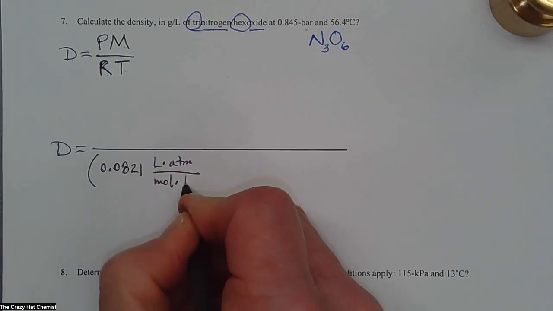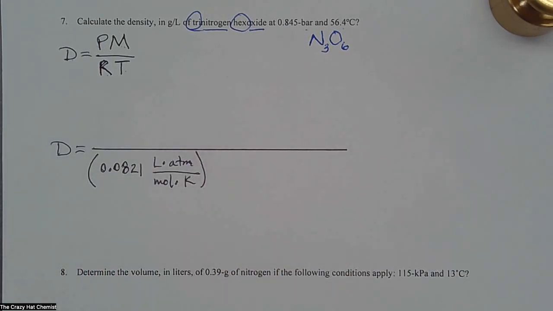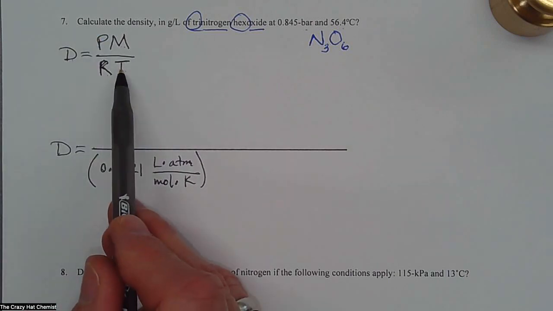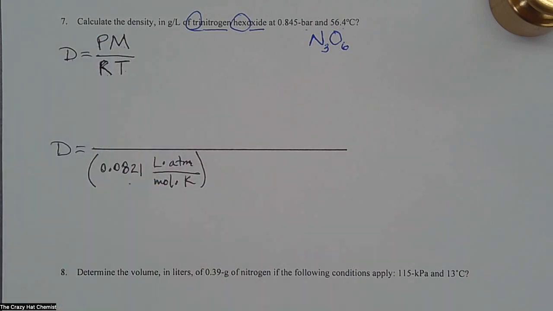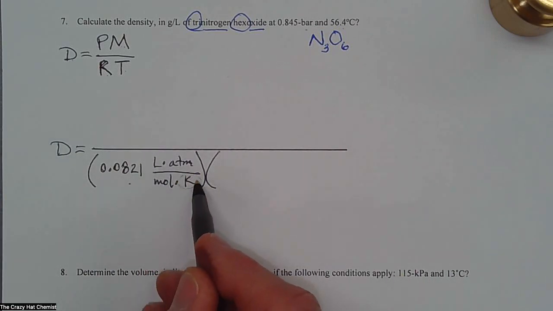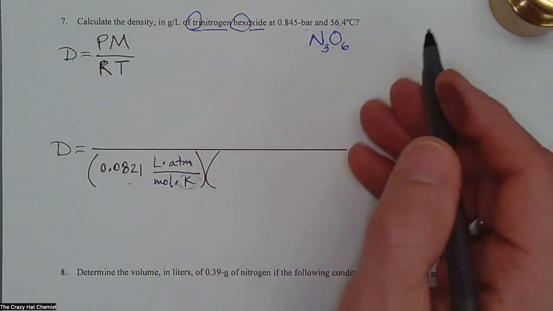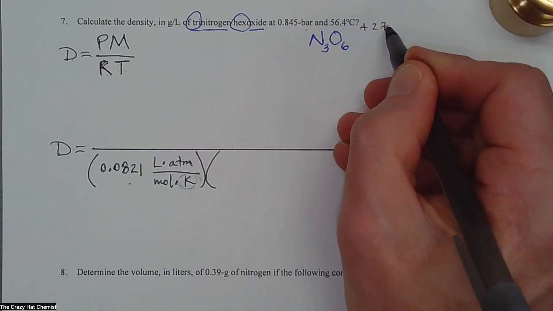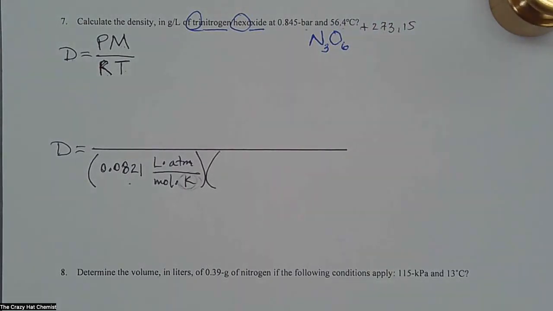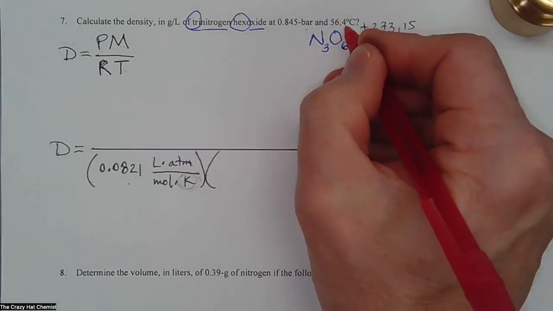moles, Kelvin. Okay, so the reason that I plug in the gas constant first is that it tells me what the units are for the pressure, the temperature, and for the molar mass. Okay, so that is absolutely essential. All right, just like on any gas problem, the temperature must be in Kelvin, as noted right here in the gas constant. So the first thing I'm going to do is convert this 56.4 into Kelvin. So I'm going to add 273.15 to that. I'm going to round that to 1 decimal place.